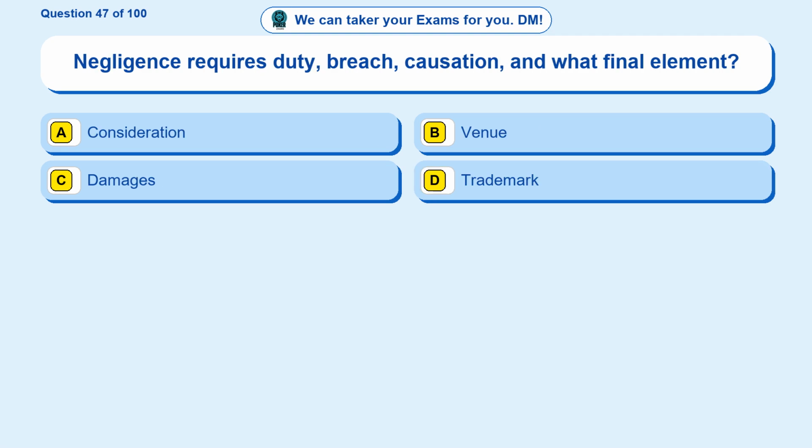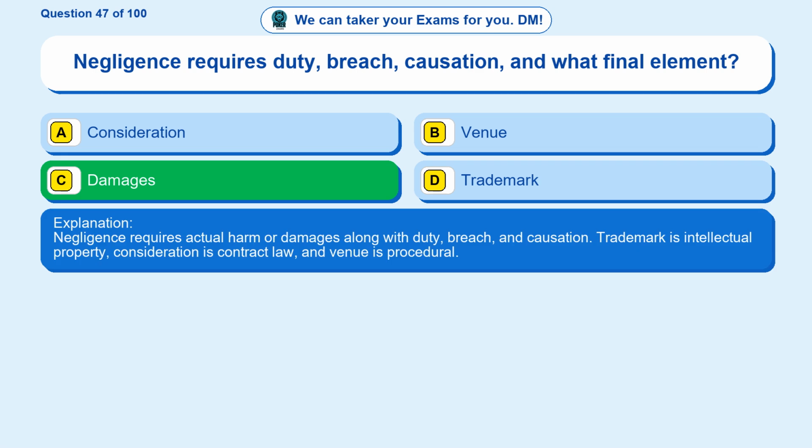Question 47. Negligence requires duty, breach, causation, and what final element? Option A, consideration. Option B, venue. Option C, damages. Option D, trademark. The correct answer is option C. Damages. Negligence requires actual harm or damages along with duty, breach, and causation. Trademark is intellectual property, consideration is contract law, and venue is procedural.